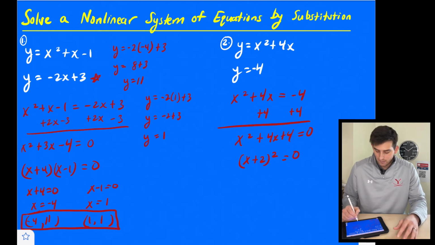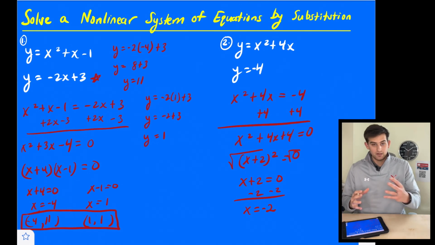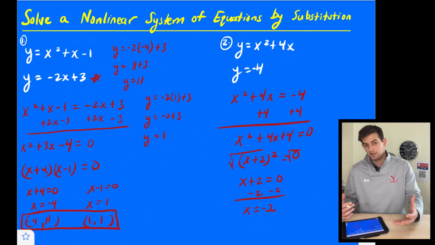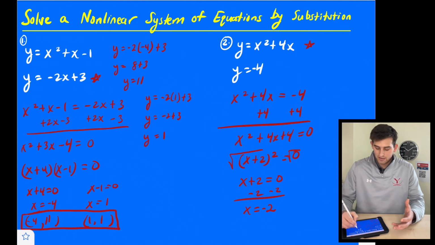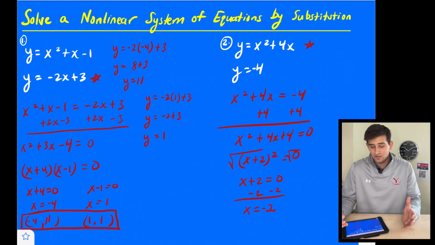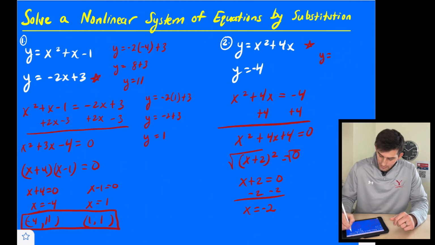Now we can solve that by taking the square root of both sides. So we get x plus 2 is equal to 0. Now we subtract 2, and we get x is equal to negative 2. That is the x coordinate for our solution, so let's plug that back in. In this case, we can't plug it into our linear equation because we don't have an x in there. It's just y equals negative 4. So we have to plug it into our quadratic. We get y is equal to negative 2 squared plus 4 times negative 2. So y equals 4 minus 8, and we get y equals negative 4. Our solution here is negative 2 comma negative 4.